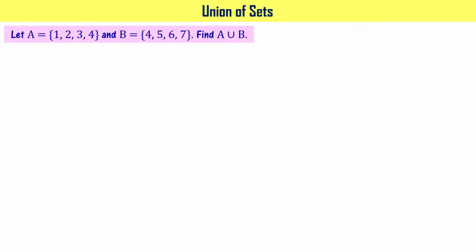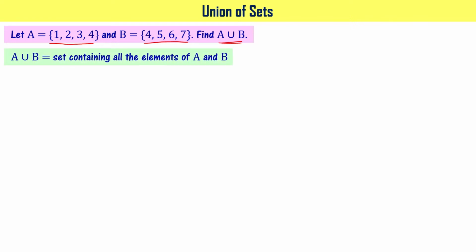For that, let us consider two sets, set A that has elements 1, 2, 3, 4 and set B which is a set of elements 4, 5, 6 and 7. Let's find A union B so that we'll understand the concept of union of sets. A union B is the set containing all the elements of A and B. It means in the A union B, we have to have all these 4 elements 1, 2, 3, 4 and the elements of B, those are 4, 5, 6 and 7, right? So A union B can be written as 1, 2, 3, 4 and 5, 6, 7.